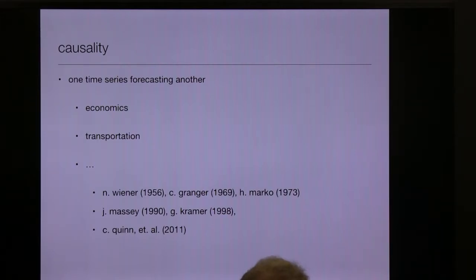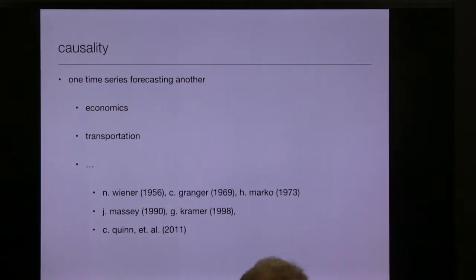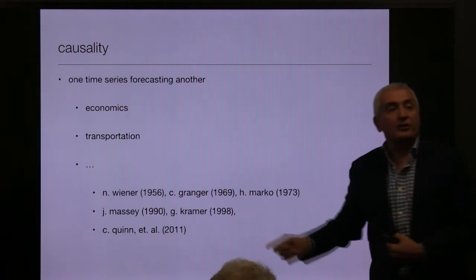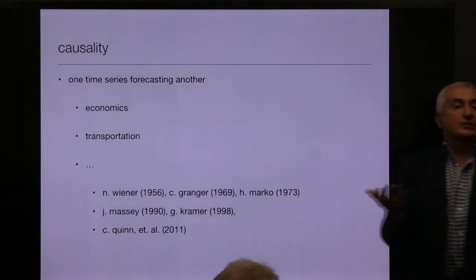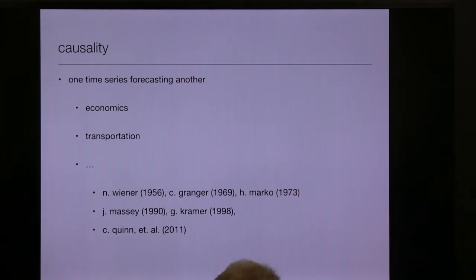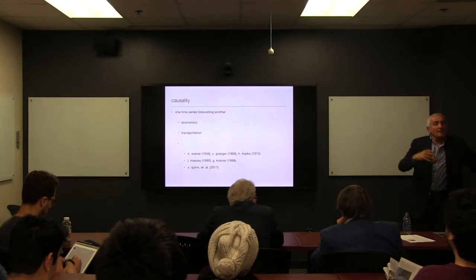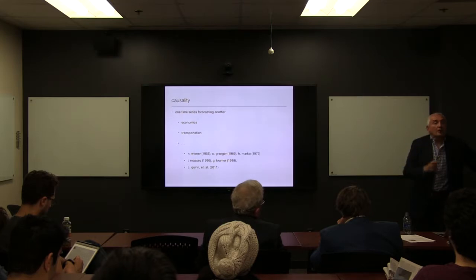And then you go down the list, and then you realize that it has also been looked at even more recently. This question of time series, one causing another, is a pretty standard question that you can ask. Even Granger got a Nobel Prize on that, but of course he was not interested in neuroscience; he was interested in economics, and he got a Nobel Prize in economics working on this particular problem. And then he came up with what we call Granger's causality. And then Hans Marko and Jim Massey and other colleagues of ours basically picked up on that concept and defined information theoretic ways of defining and focusing on causality, right?